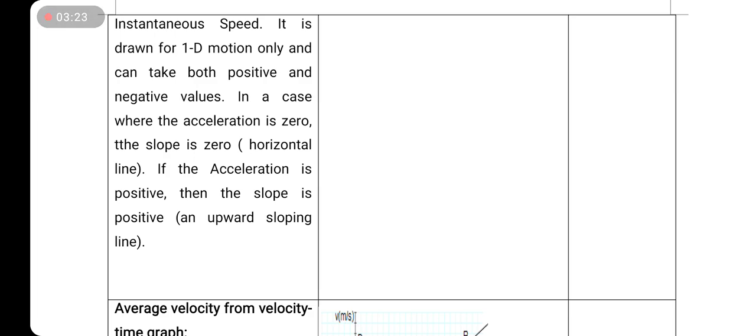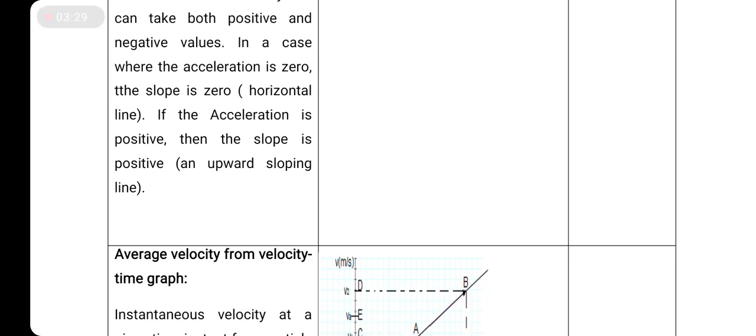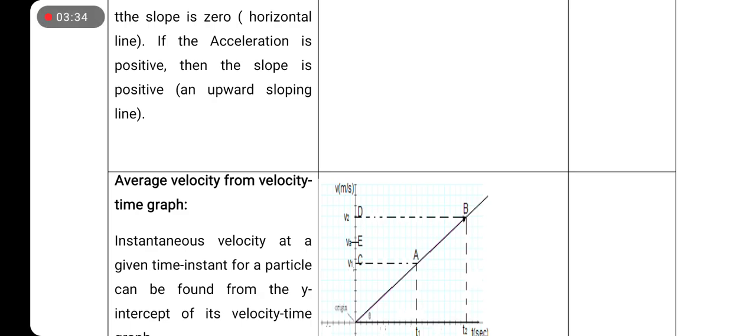In a case where acceleration is 0, the slope is 0. That is a horizontal line. If the acceleration is positive, then the slope is positive, an upward sloping line.